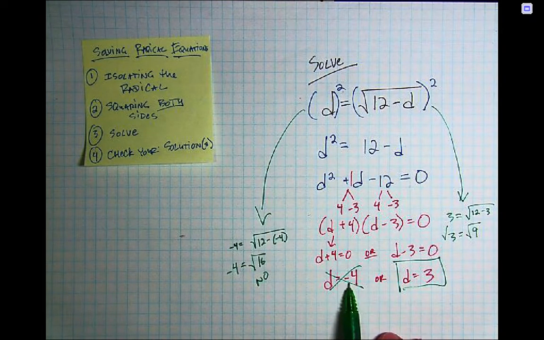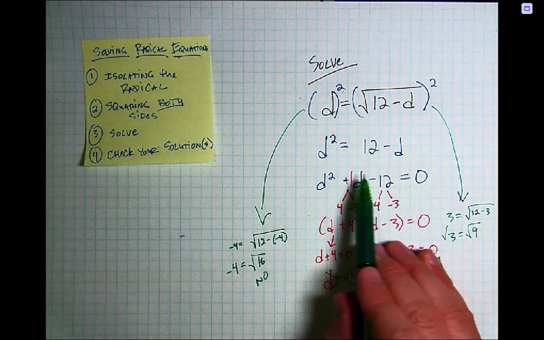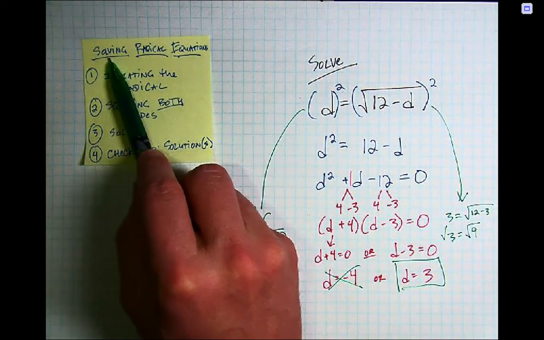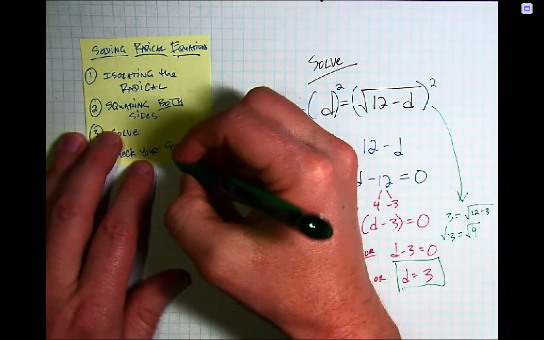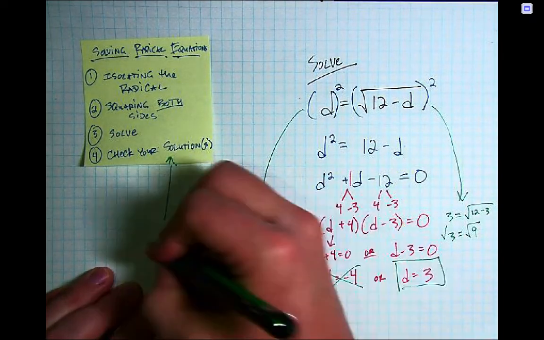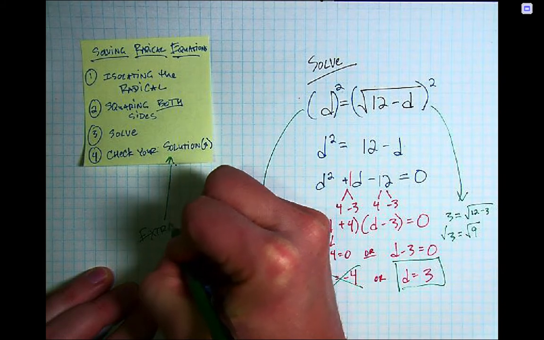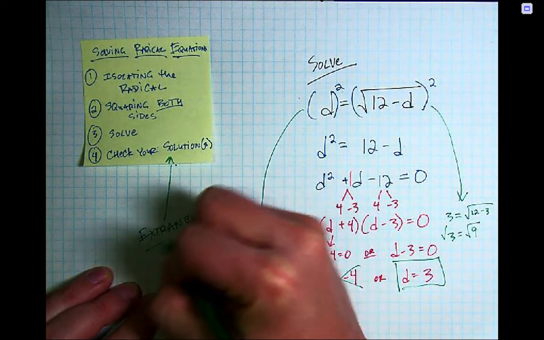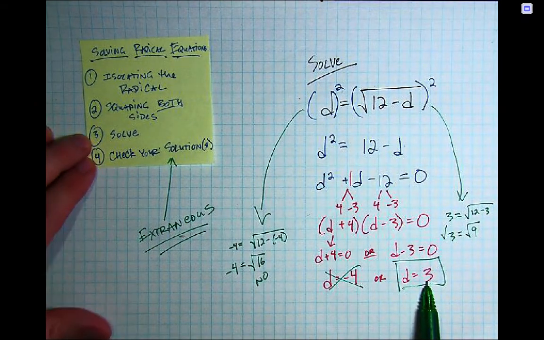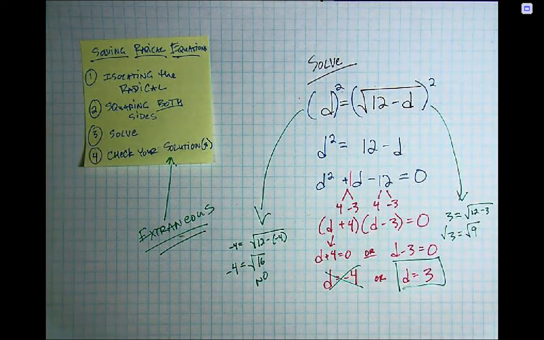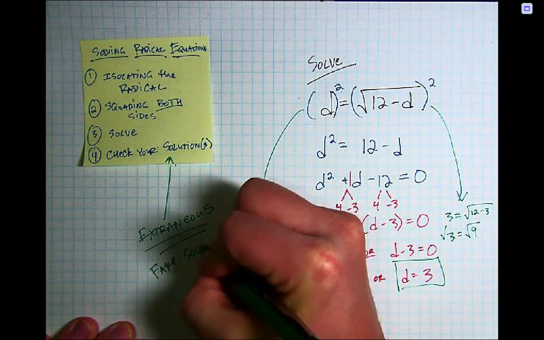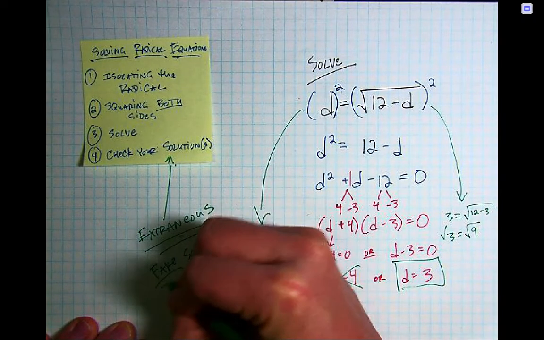Now, how come the negative 4 didn't work? Did we make a mistake? No, we did everything correctly. But when you're solving radical equations, sometimes your solutions are what we call extraneous solutions. An extraneous solution is you did everything right, you got your answers, but it still doesn't work when you plug it back in. It's a fake solution. And you don't want to fall for a fake solution.